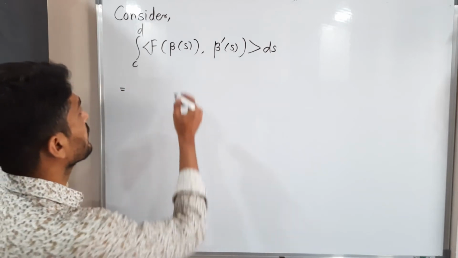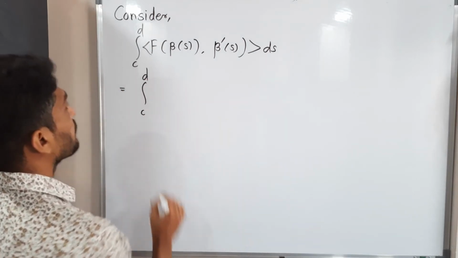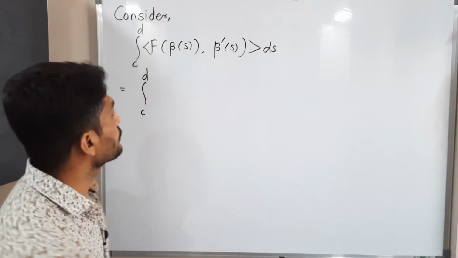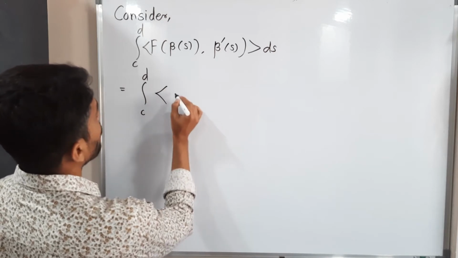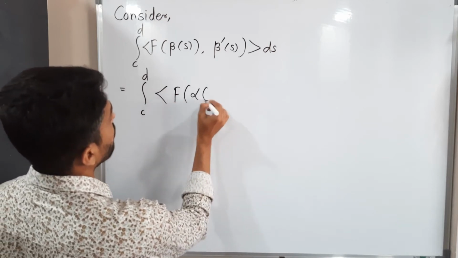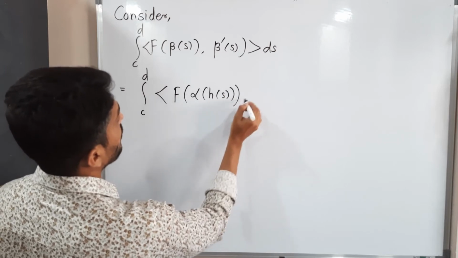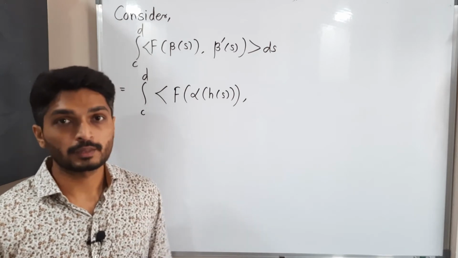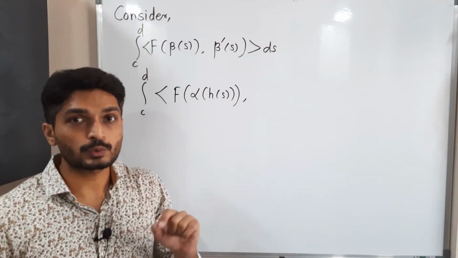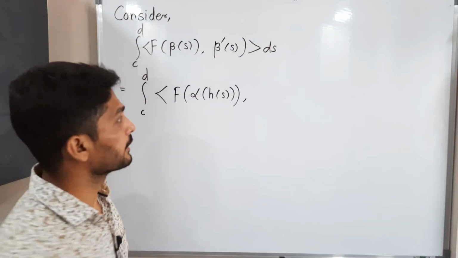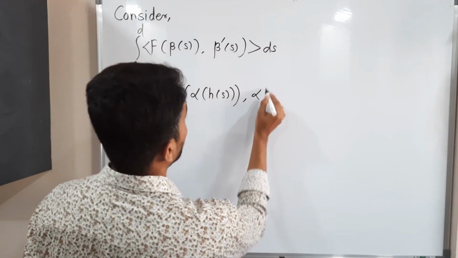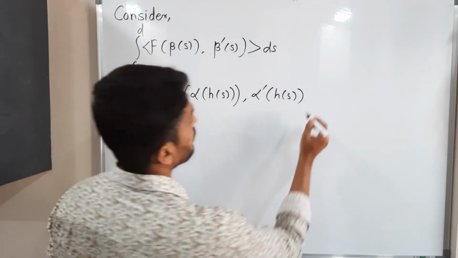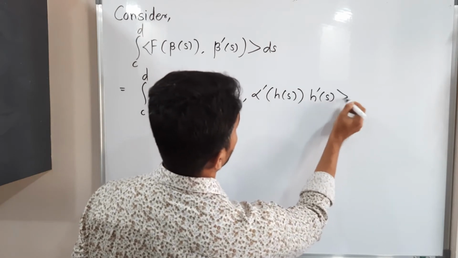See, after writing the right hand side, you know that beta of s is equal to alpha of h of s. We had written that thing here. Okay, so let us use that. Inner product of f of alpha of h of s. Here also we have to put beta of s is equal to alpha of h of s, but we have to take the derivative. So this is a composition of two functions, so that's why I need to use the chain rule to find its derivative. So its derivative will be alpha dash of h of s. After that again we have to take the derivative of the inner function, that means h dash of s ds.